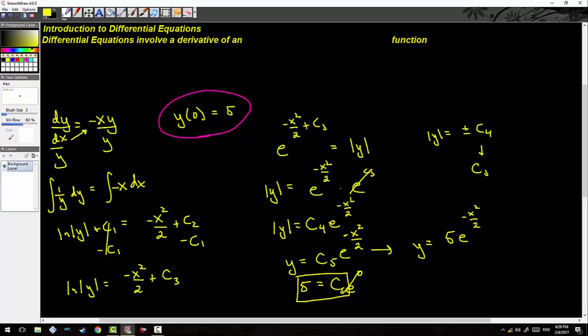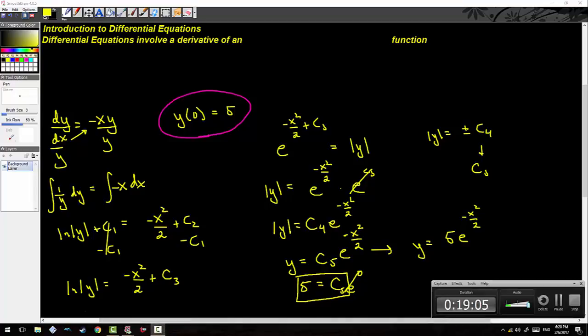Okay? And that's differential equations for you, at least at this level. So hopefully this is informative.